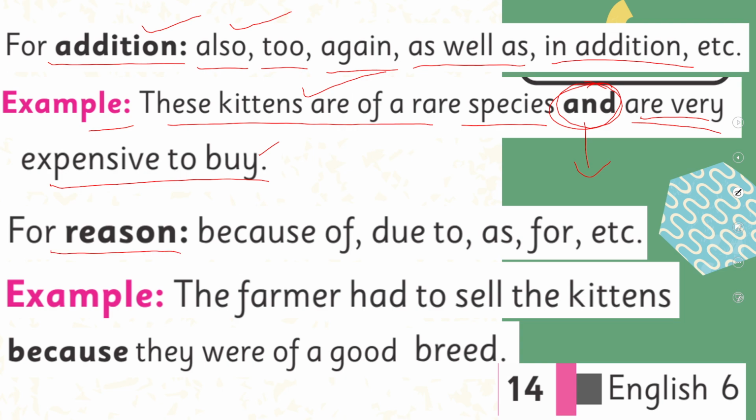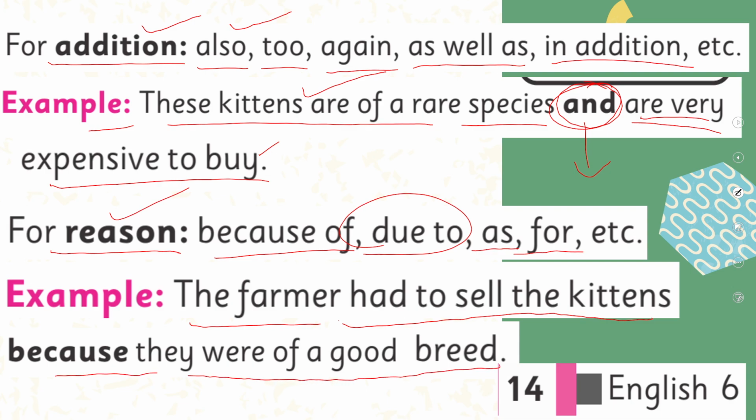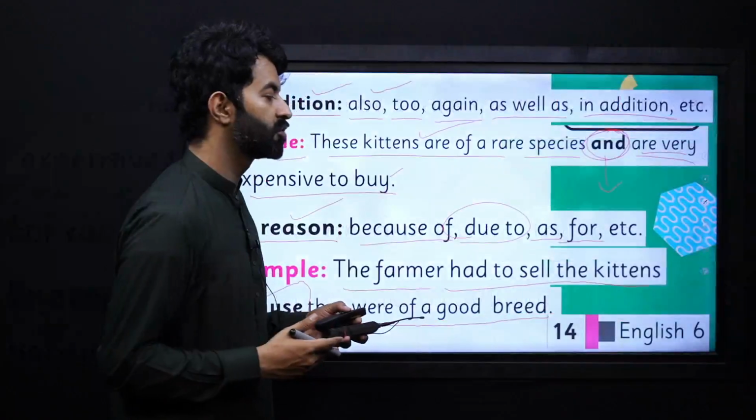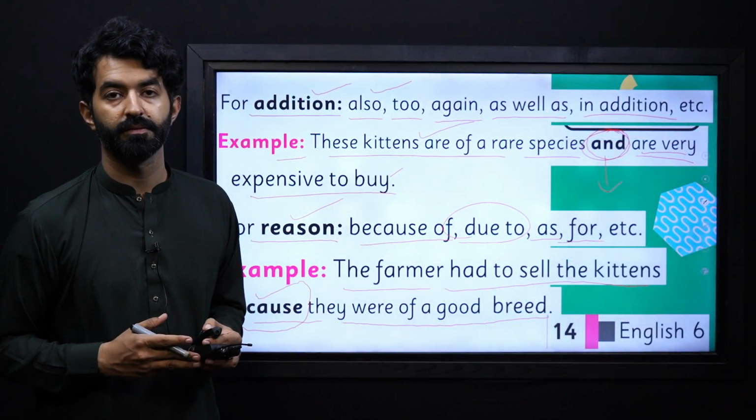So for showing reason, we have because of, due to, as, for, etc. Let's look at an example. The farmer had to sell the kittens because they were of a good breed. So this transitional word because here is giving us the reason why the farmer sold the kittens.